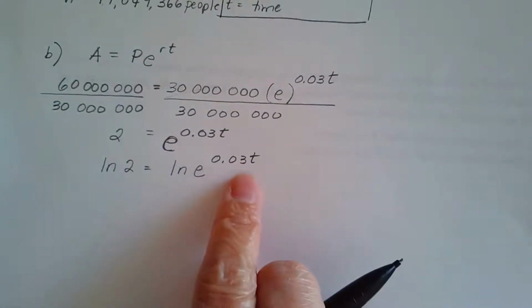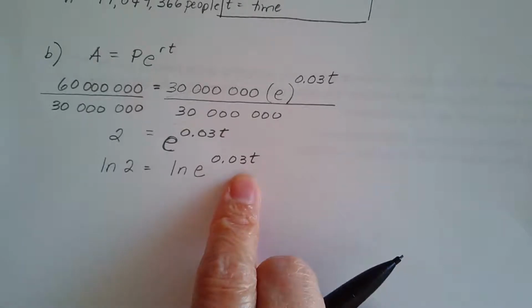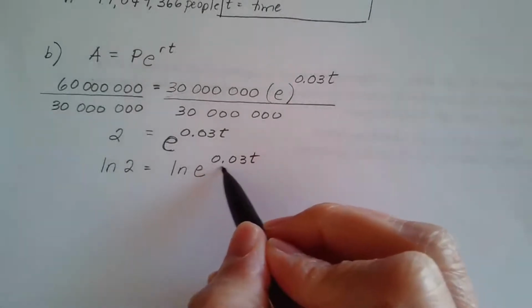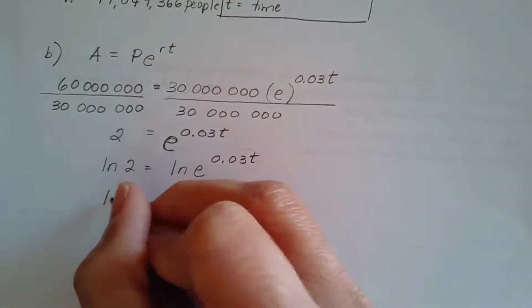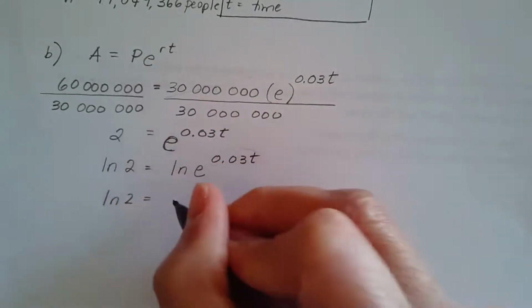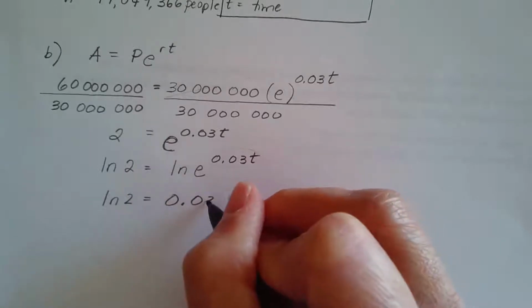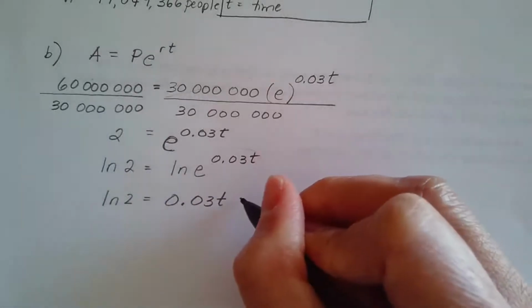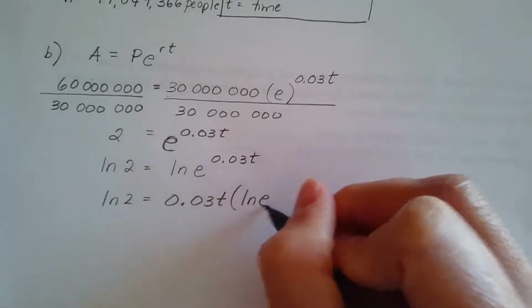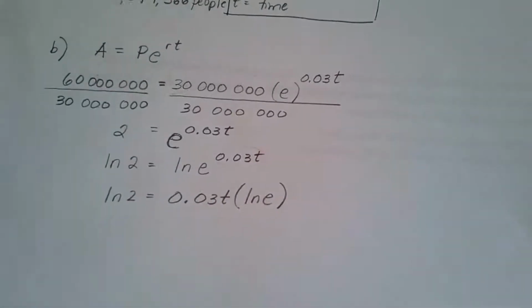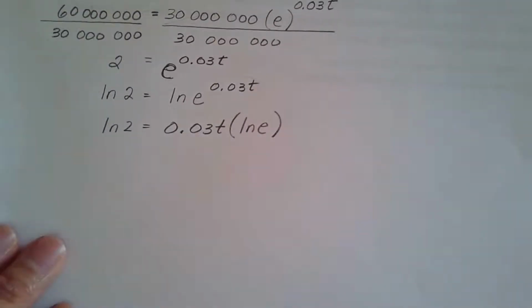Now we know how to deal with this. This is the law of logarithms. So we can take this exponent and bring it to the front. So natural log of 2 equals 0.03t times natural log of e.